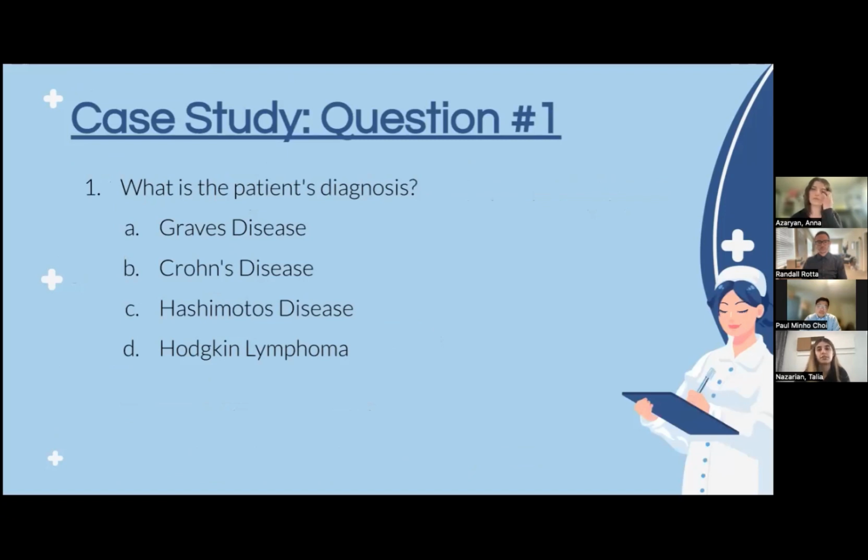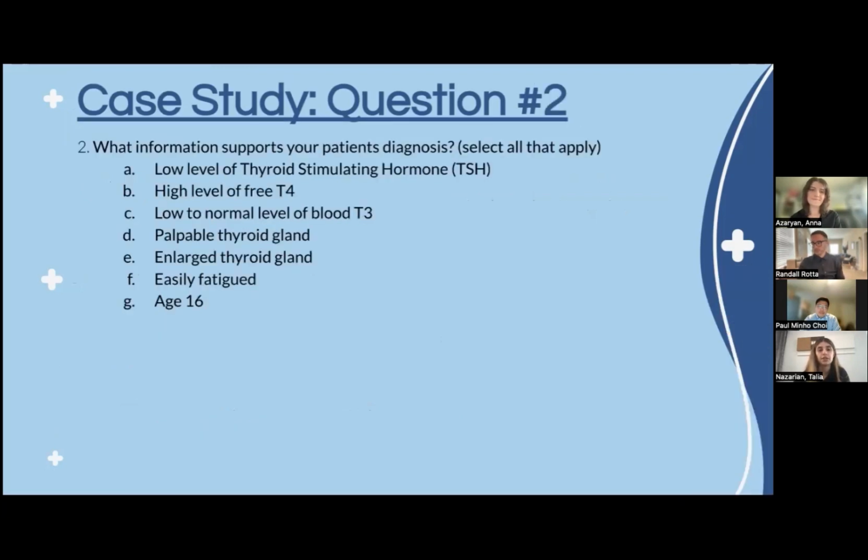So number 1, what is the patient's diagnosis? All right, it's going to be A, which is hyperthyroidism. She has Graves' disease. Number 2, what information supports your patient's diagnosis? Select all that apply.